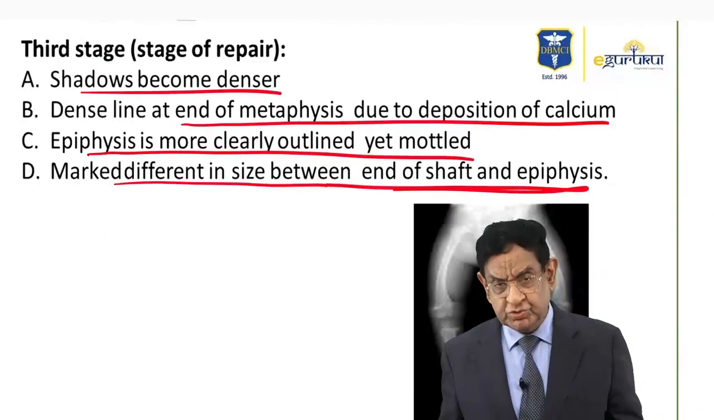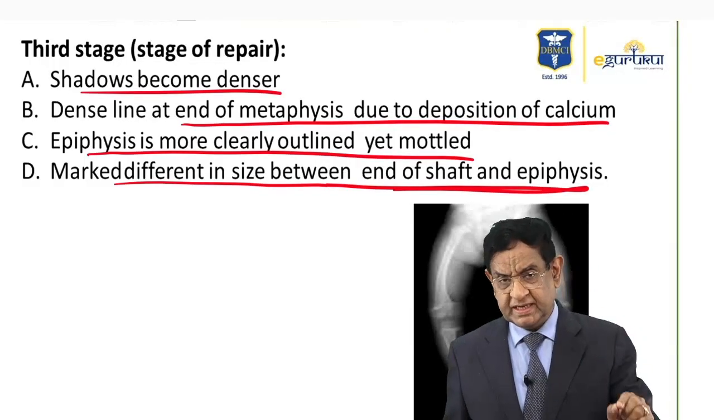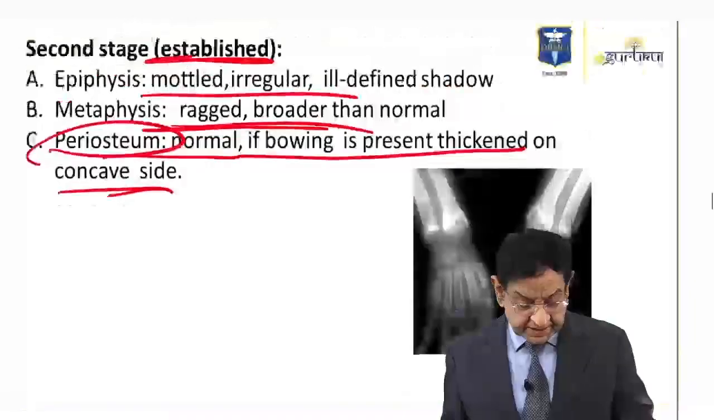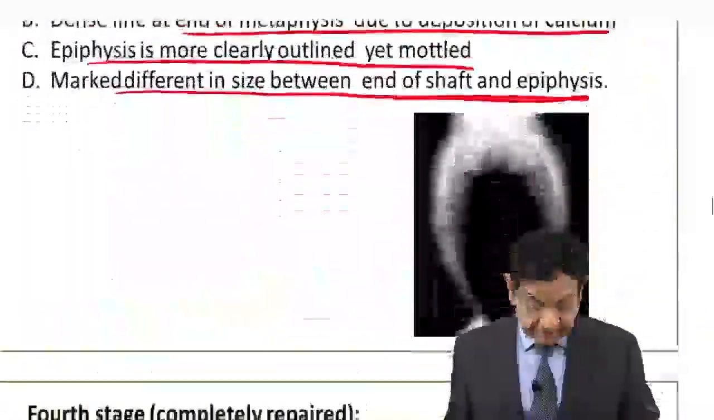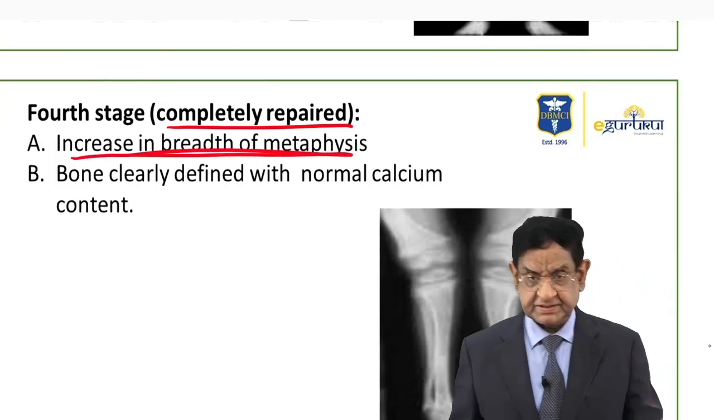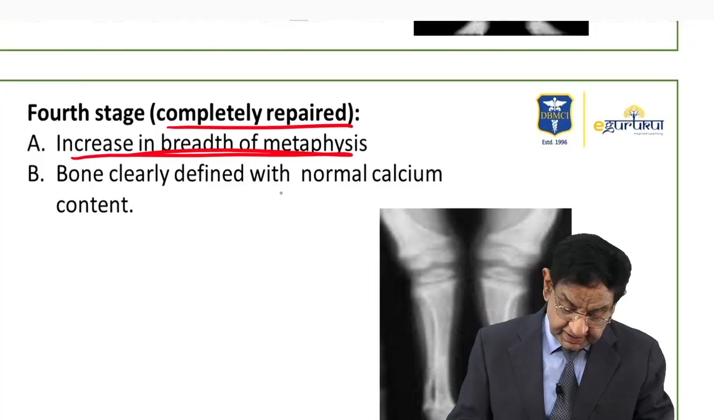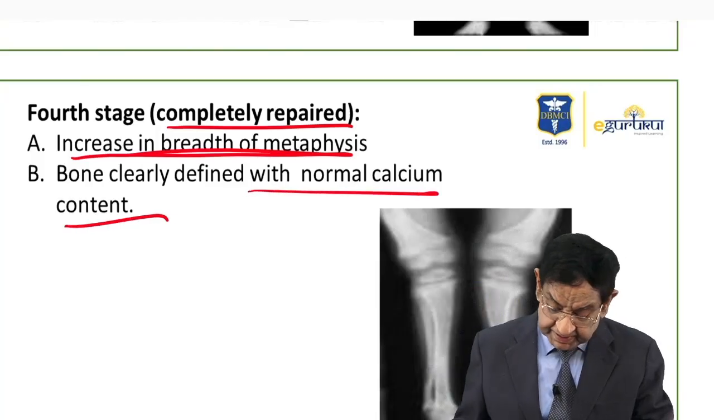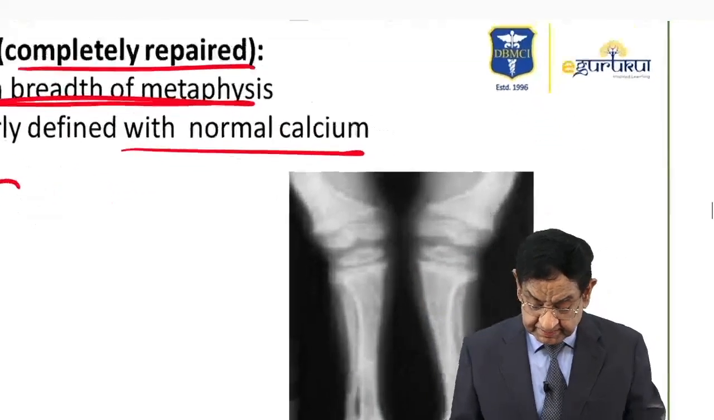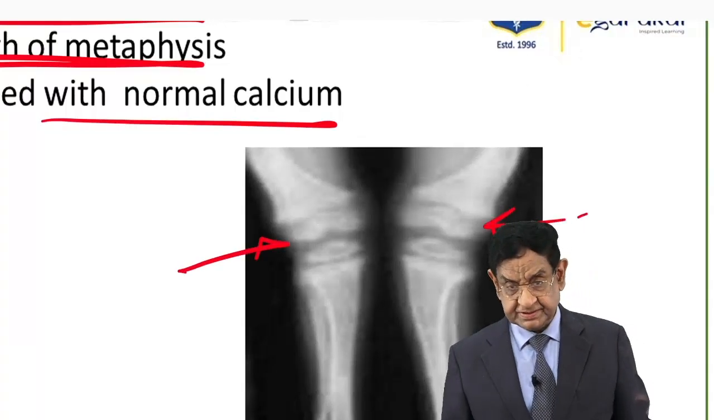So what you need to remember? Just remember the early stage, then stage of established, stage of repair, and finally completely repaired. Increased width of metaphysis. It is completely calcified. Normal calcium content will be there. This you can see very nicely in these X-rays.